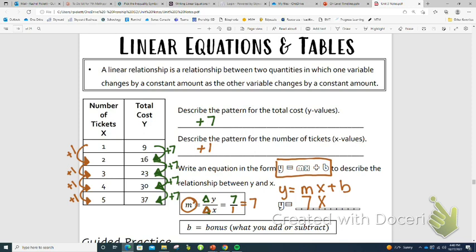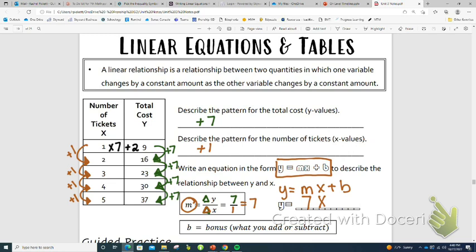Well, let's try that with 1. 1 times 7 equals 7, but we need it to be 9. So we have to figure out, what else do we have to do to get to 9? Well, we'd have to add 2, because 1 times 7 is 7, plus 2 is 9.